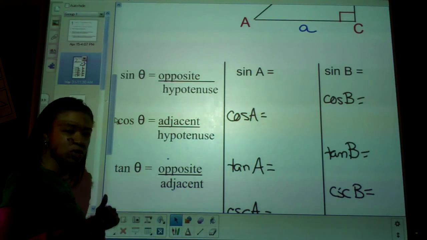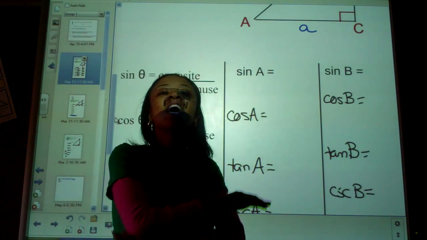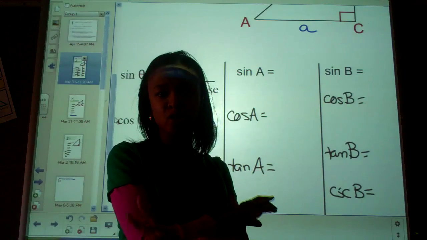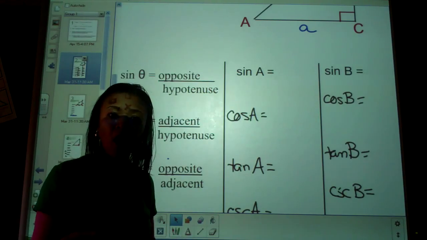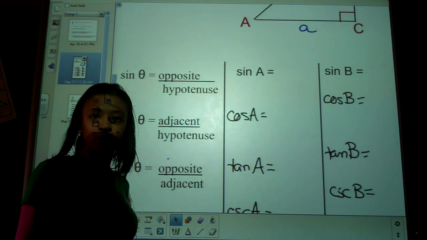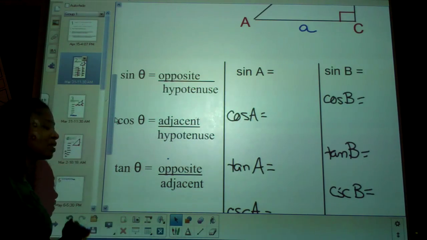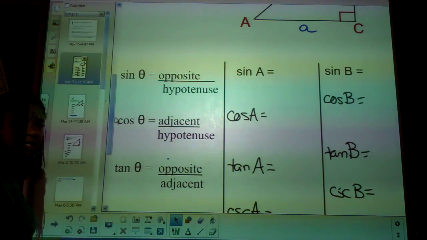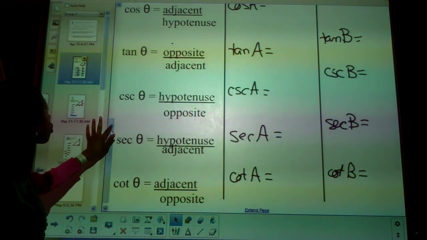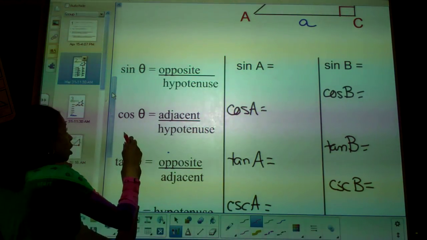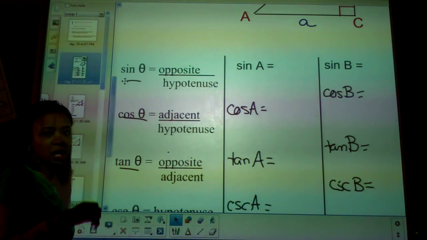Remember again, sine, cosine, tangent, secant, cosecant, cotangent. When somebody says trig identities, they're just saying compare two legs to one another. You just need to know which two legs to compare. If I say sine, which legs do you compare? Opposite and hypotenuse. If I say cosine? Adjacent and hypotenuse. When I say tangent? Opposite and adjacent. And so on. The three that I really will focus on are sine, cosine, and tangent, but you need to know secant, cosecant, and cotangent.